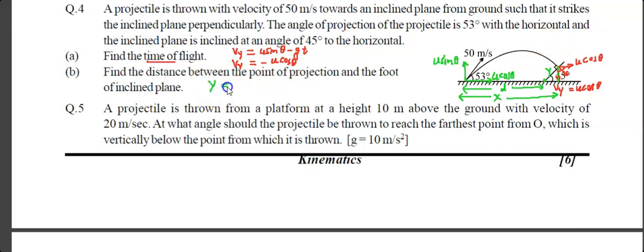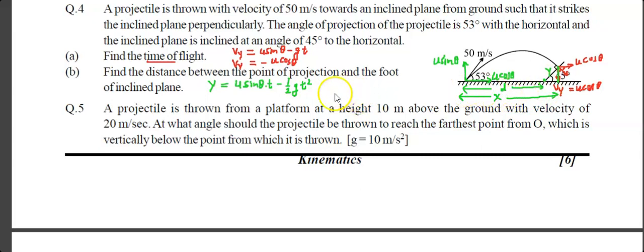Y equation is u sin theta, that is given to you, into t that you have calculated, minus half g t square, everything you know. So from here you can get the y value, that means vertical displacement at the point of impact. Moreover, if this is y, then you can say this number can be equal to y, because this angle is 45, so these two distances are going to be identical, right? And we need to find d.